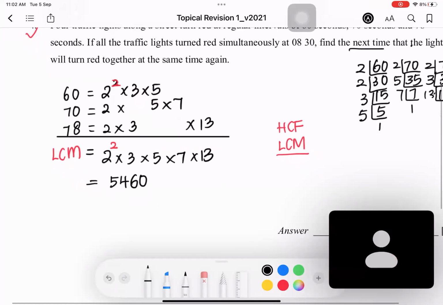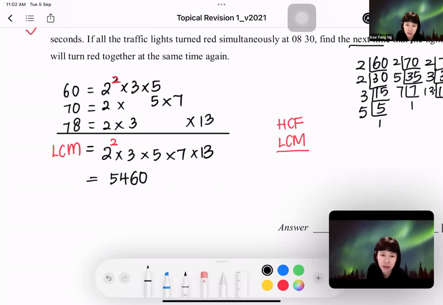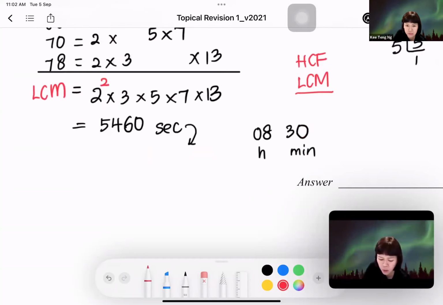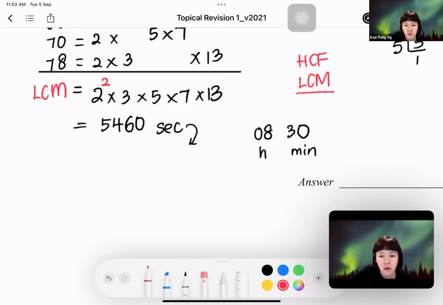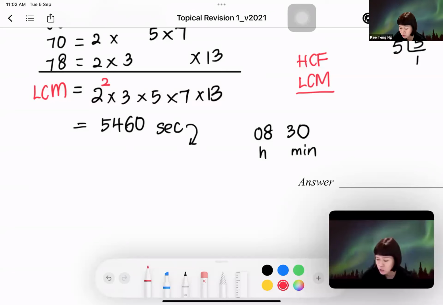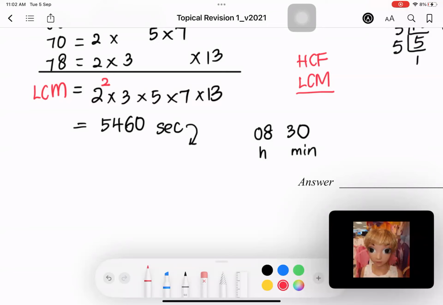You understand? Okay. Now this is 5,460, but this is in seconds. My timing given to me is 8:30, where 8 is in hours and 30 is in minutes. So what am I going to do to my seconds? Come on. Convert it, yes, very good. So I need to convert it to minutes first. How do I convert it to minutes? 1 minute has how many seconds? Divide by 60, yes, thank you very much.